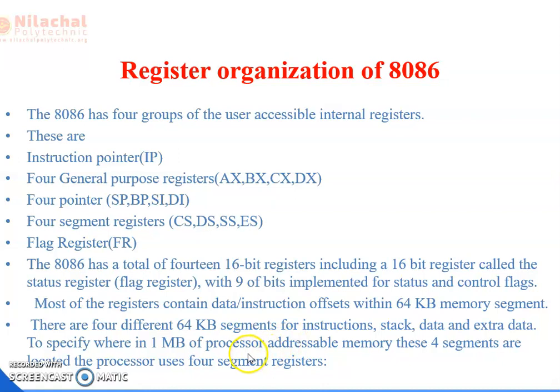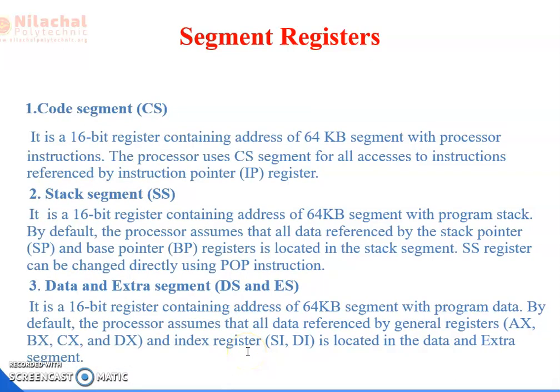To specify where in 1 megabyte of processor addressable memory these 4 segments are located, the processor uses 4 segment registers. So next is segment registers. The first one is code segment. It is a 16-bit register containing the address of the 64 kilobyte segment with processor instructions. The processor uses code segment for all accesses to instructions referenced by the instruction pointer IP register.